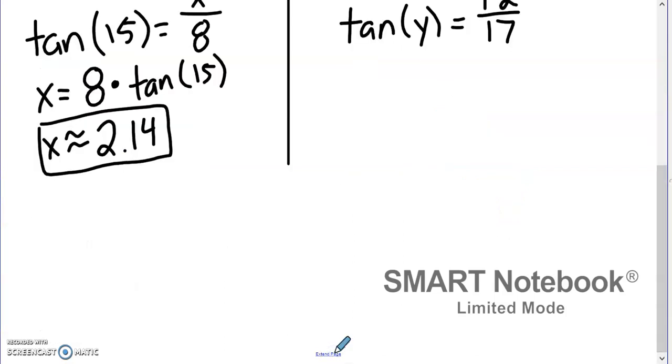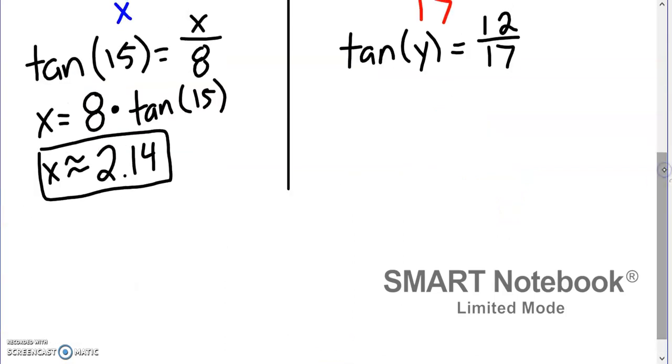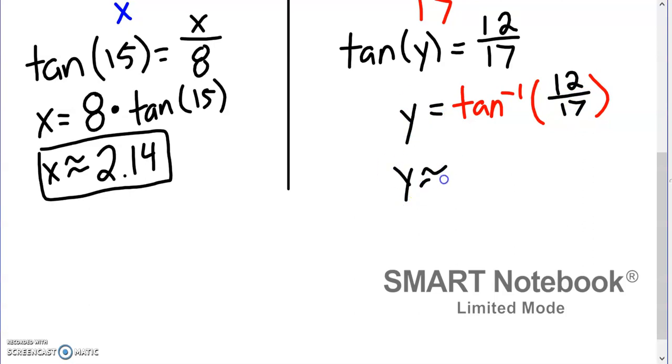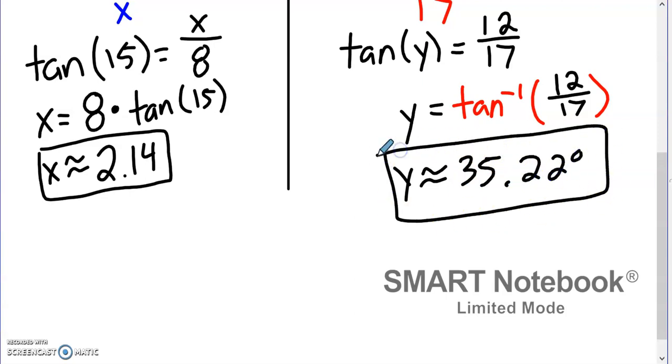And just like we had before, we need to take the inverse of tangent to negate that tangent function. So it's tan inverse of 12 over 17 is going to be equal to y. We plug it into our calculator. So we hit tan inverse of 12 over 17. And we get that y is about 35.22 degrees.